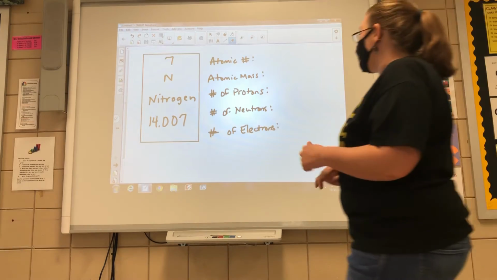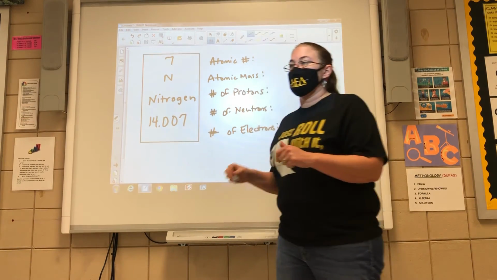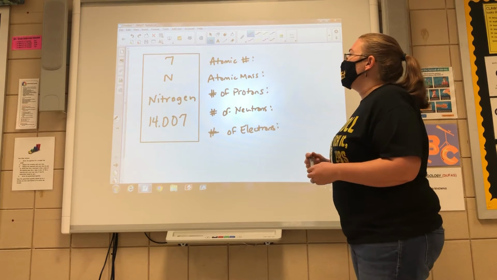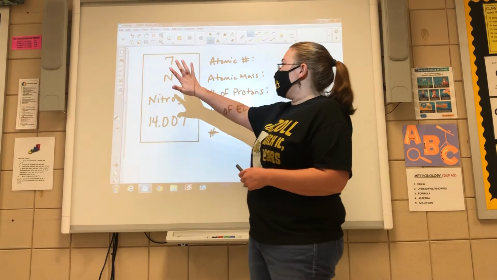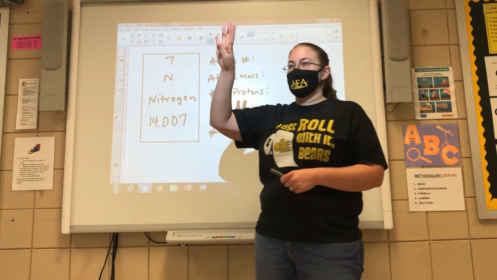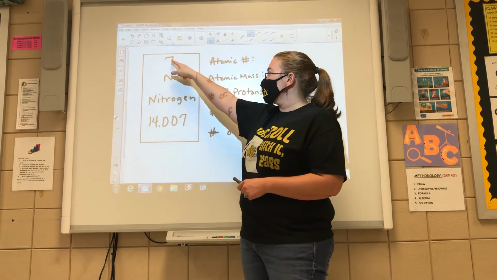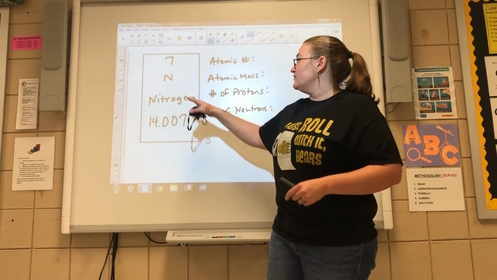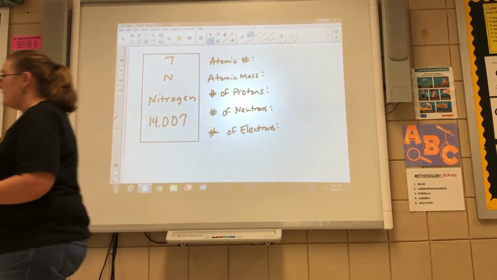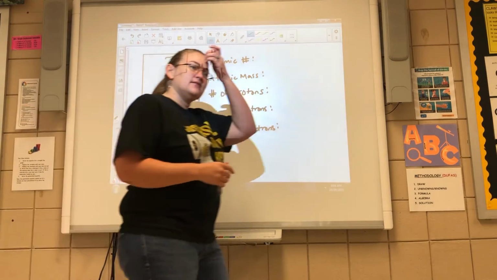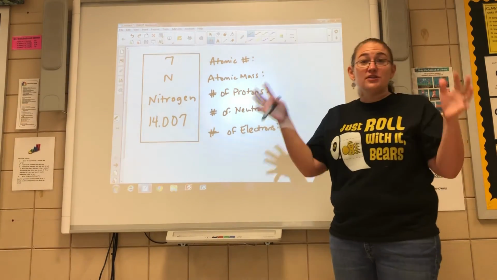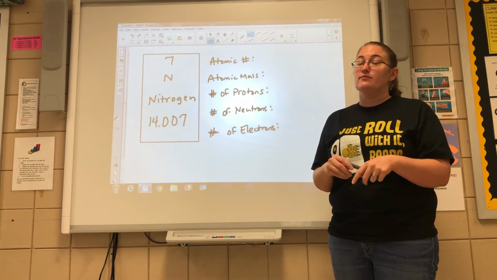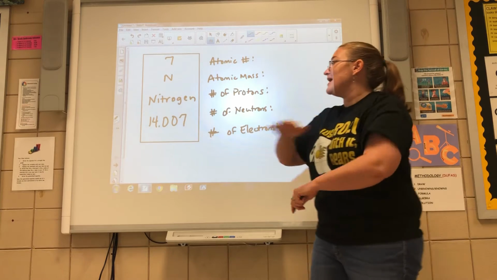Explain again how to find protons, neutrons, and electrons from an element block in the periodic table. Okay, so you start by looking at the block, and you've got 4 pieces of information in the block. You've got the atomic number at the top, you've got the element symbol, you've got the element name, and you've got the atomic mass. Remember, that is an average mass of all the different versions of the atom. When I say versions, I mean isotopes. Sometimes atoms have different numbers of neutrons, so this is the average of that.